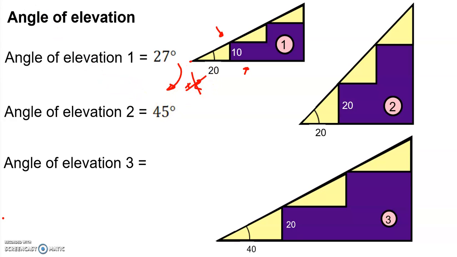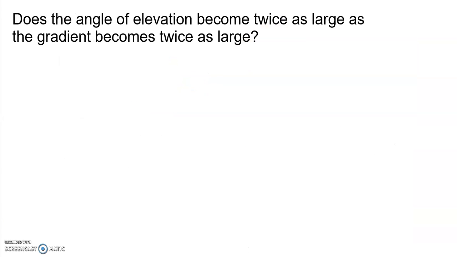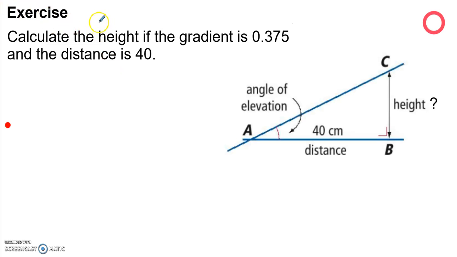So the answer to the question, does the angle of elevation become twice as large if the gradient becomes twice as large, is no. So this is something to remember for the next sections. Last but not least, I'm going to give you an example of an exercise.